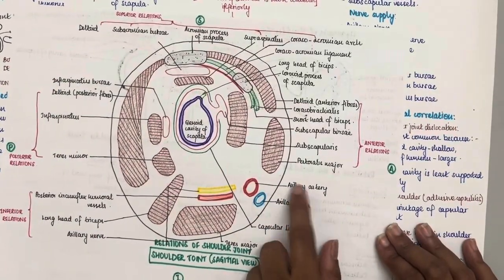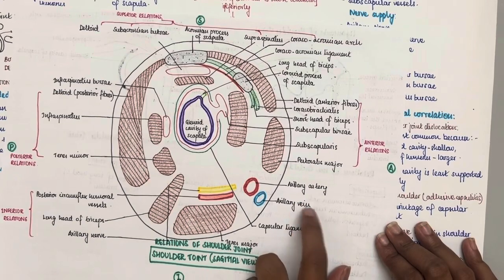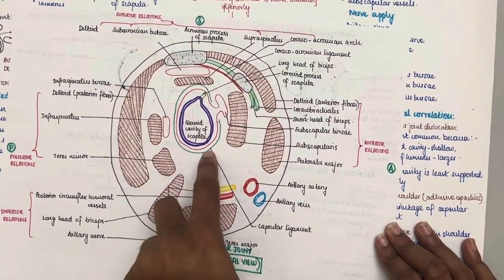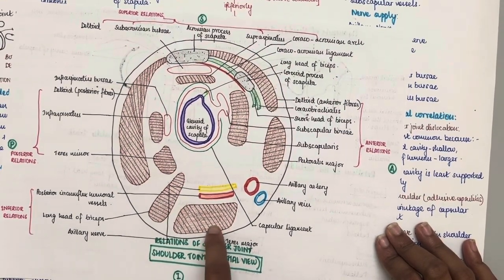Now here, this is axillary artery, this is axillary vein, and then this is capsular ligament, and then this is teres major.